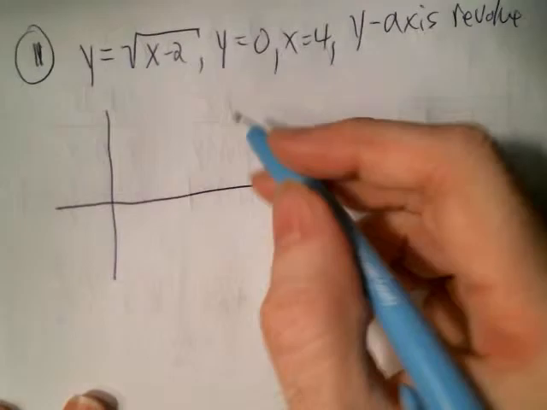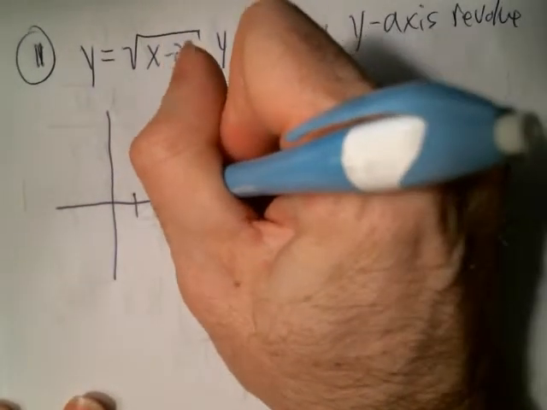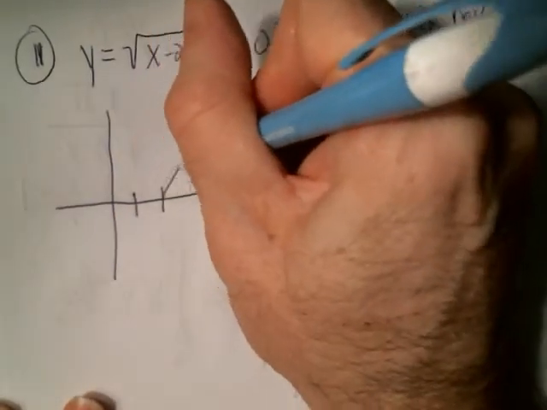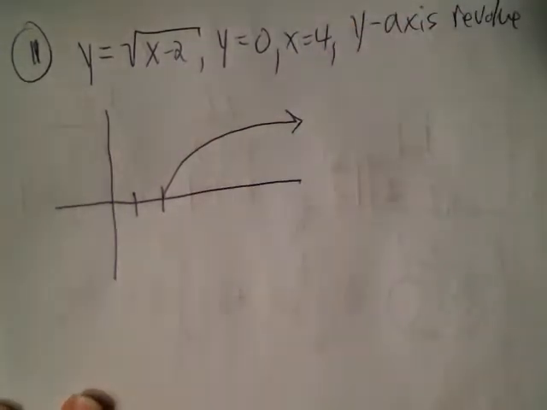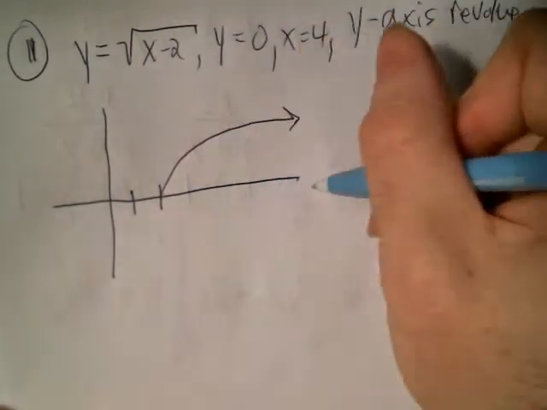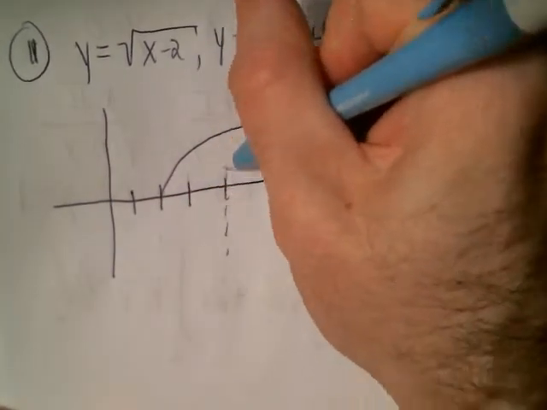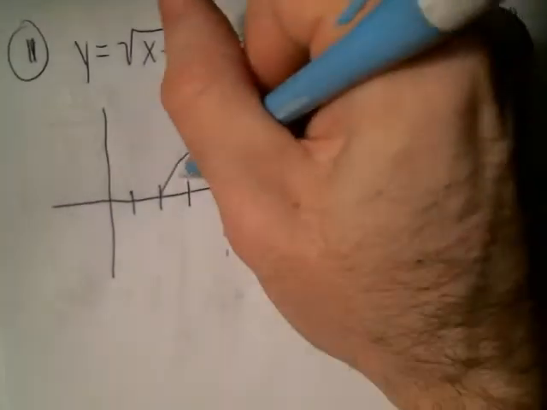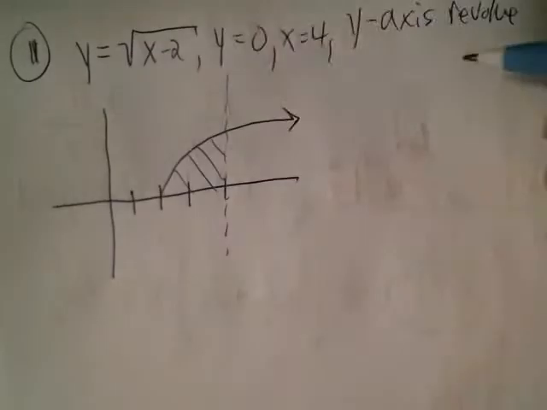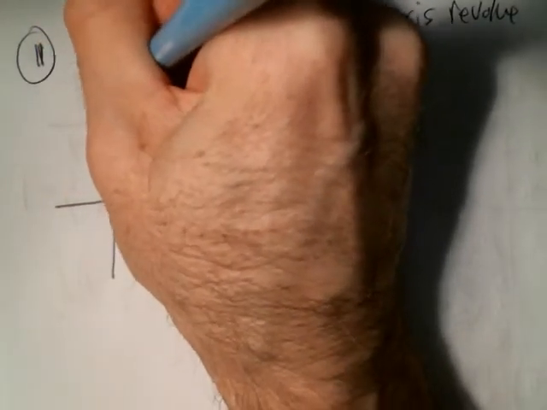The square root of x minus 2, where is that located? You just take the square root function and shift it over 2 units. y equals 0 is the x-axis, x equals 4 then. That'll be right there, and this is our region. We're rotating about the y-axis.